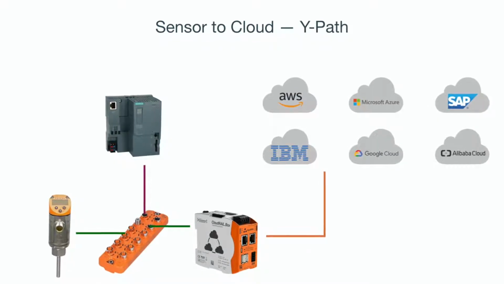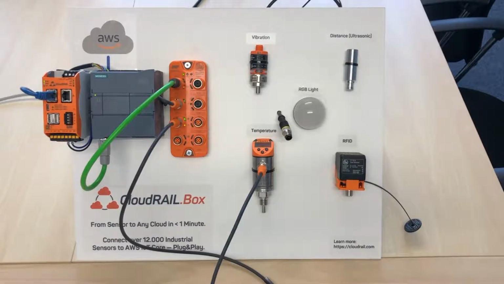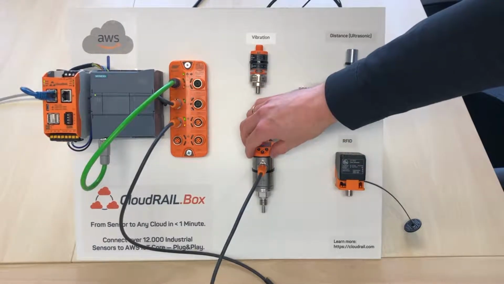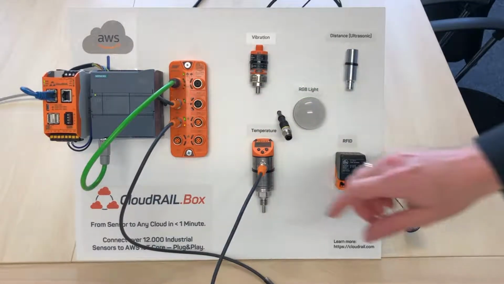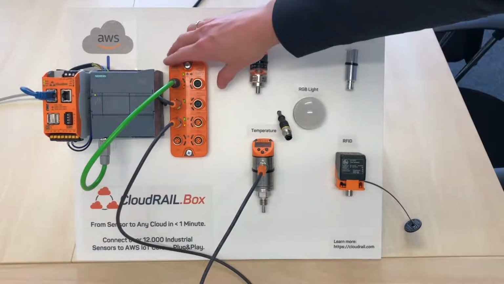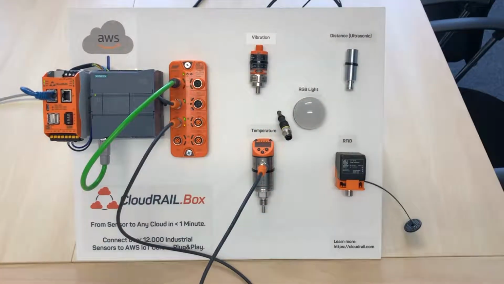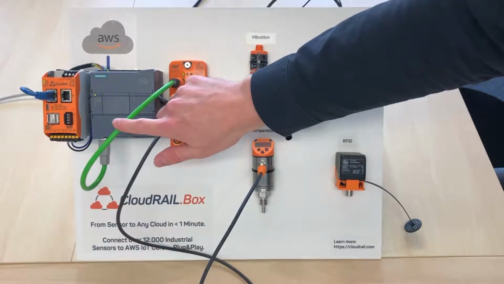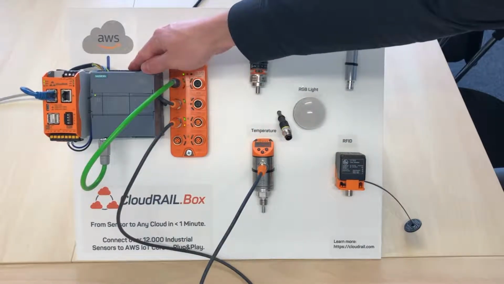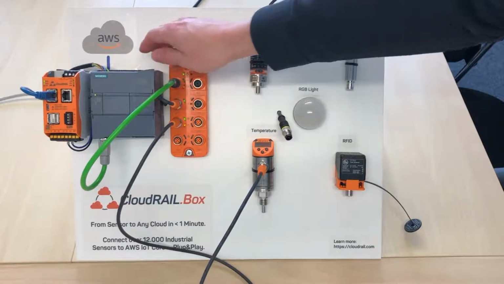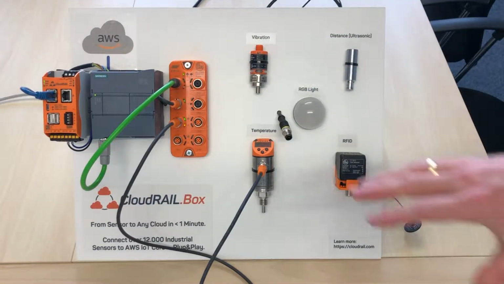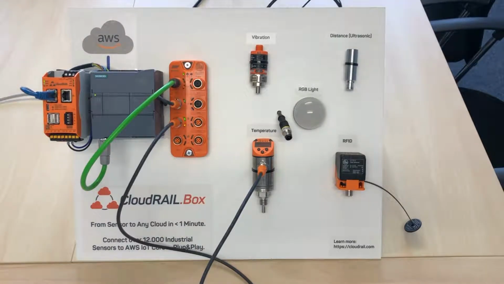Welcome to this demo video of how to connect an industrial sensor to a PLC and a cloud in parallel. For this setup, we have a temperature sensor from IFM, which is connected via IO-Link to this IO-Link master, also from IFM. The IO-Link master is connected via Profinet to a Siemens PLC. So actually, this is quite a typical setup which you can see in the industry.